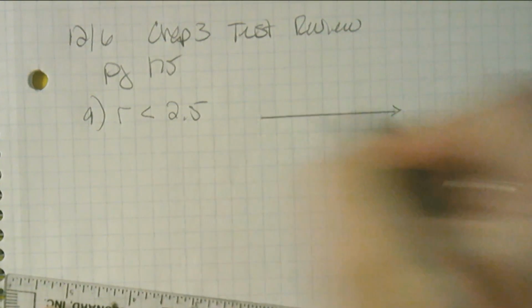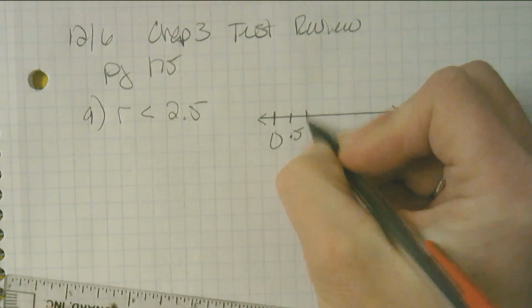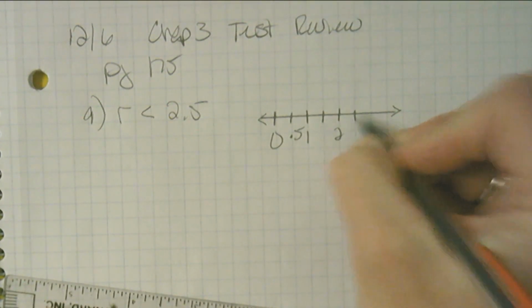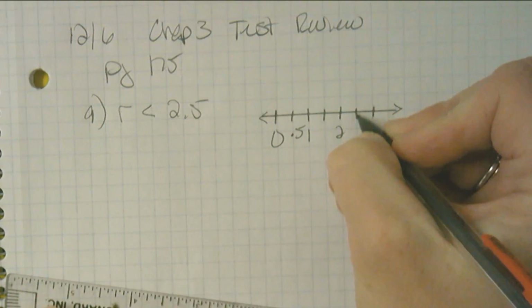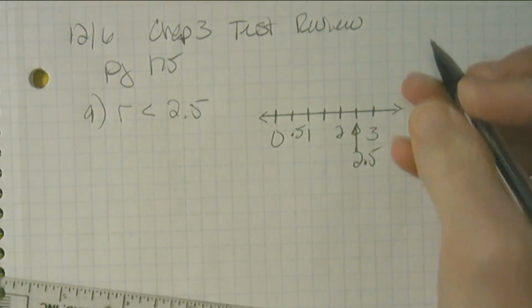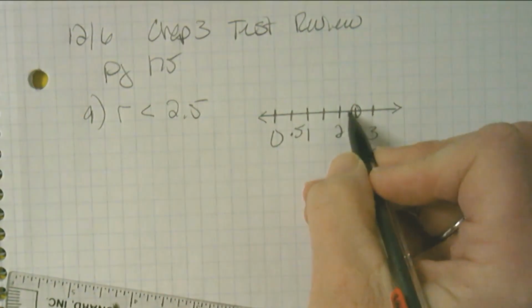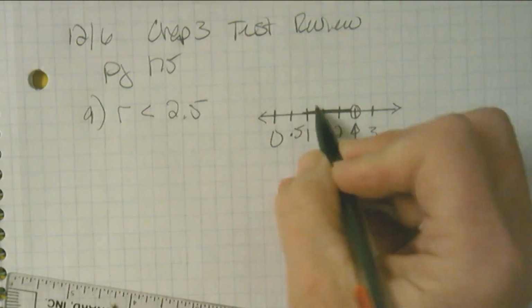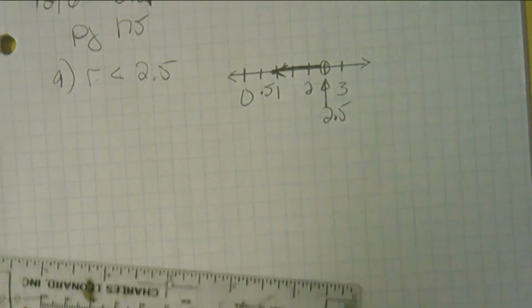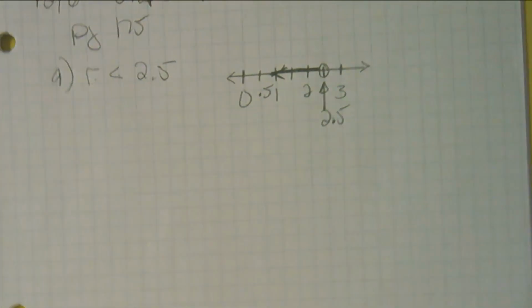All right, so if I count by, here's my 0. If I count by 0.5s, which I think is a good idea, here's my 2, here's my 3. So here's my 2.5. I have an open dot because it's not equal to, and then all my r's are smaller than the 2.5 because the smaller side of my inequality is facing the r's. Are you cool with that? Okay.